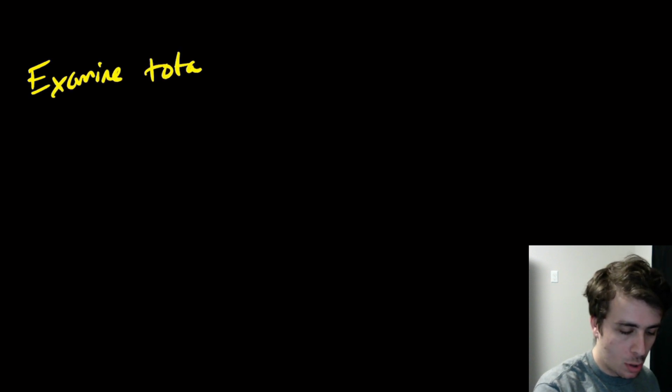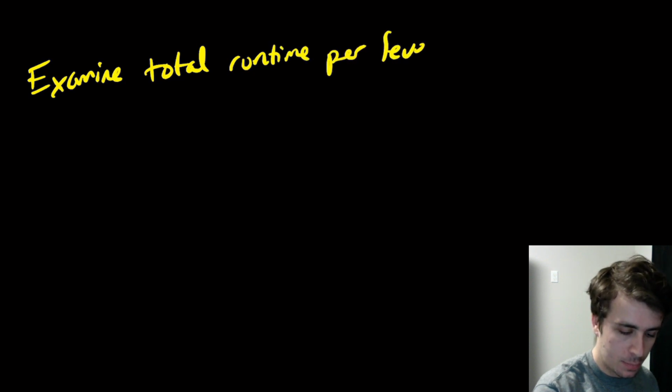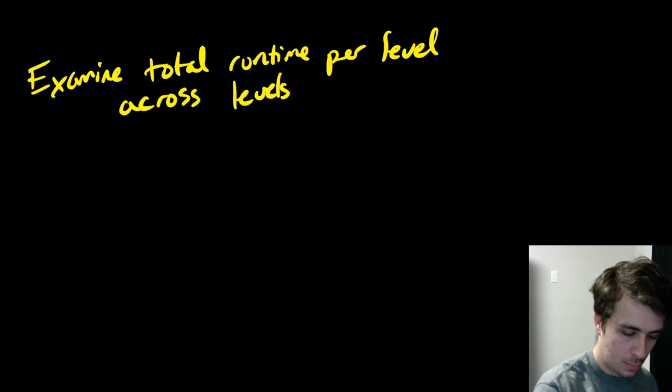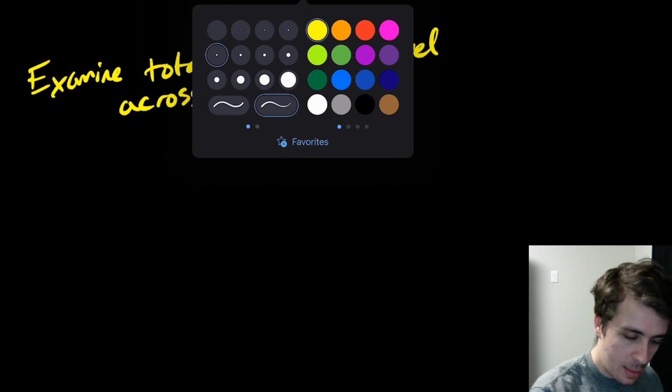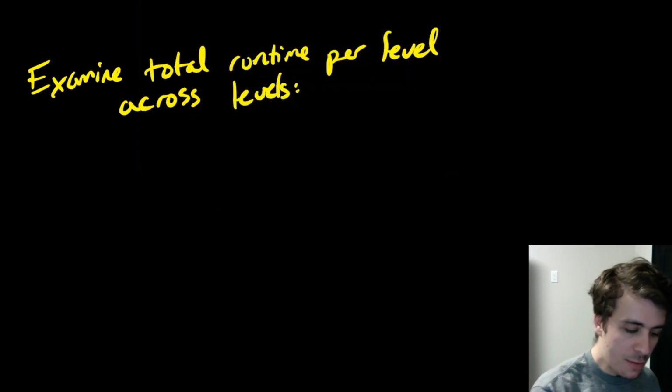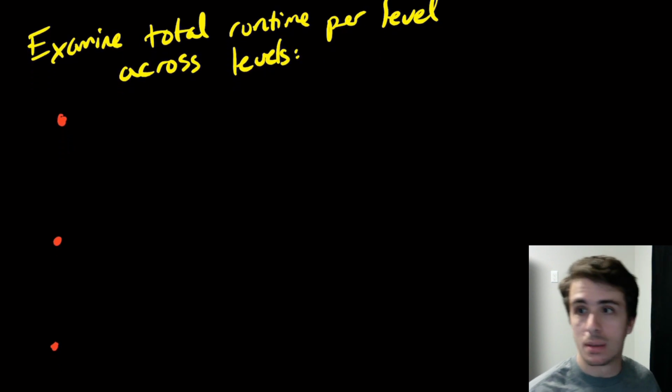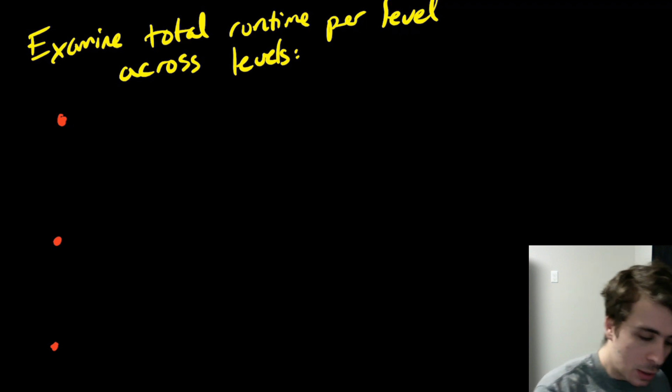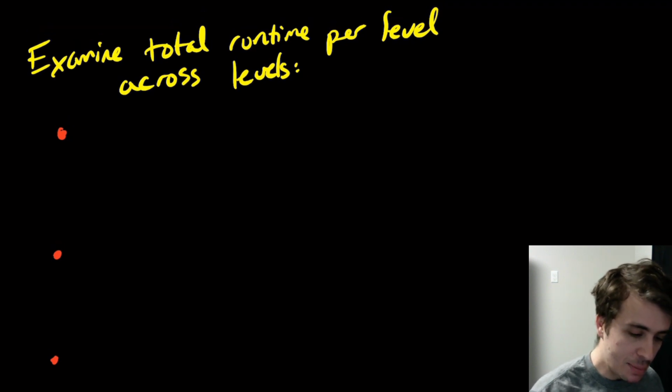Okay, so let's try to heuristically figure out what's going on. So let's examine the total runtime per level across all the levels. So let's see. So there are three cases in some sense. What's going to happen? Let me make sure this is on screen. Yeah. So there are three types of what can happen.